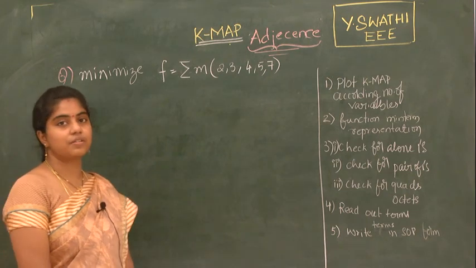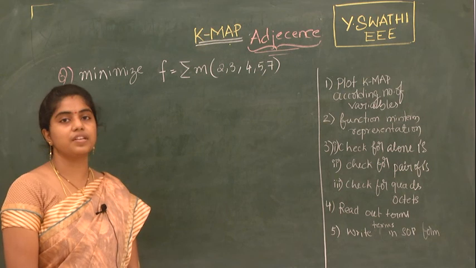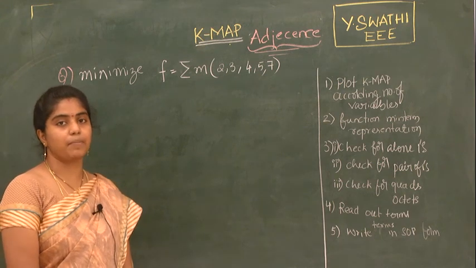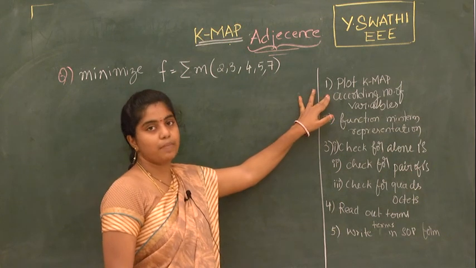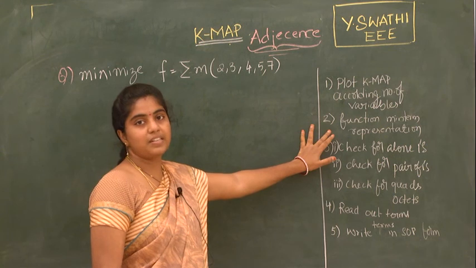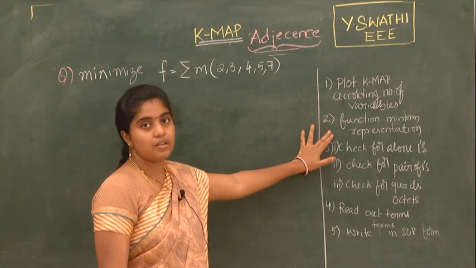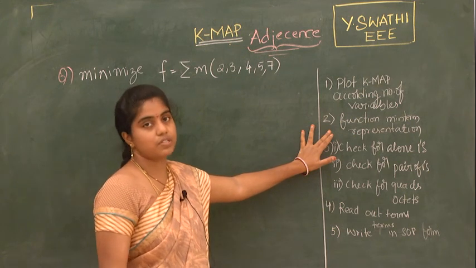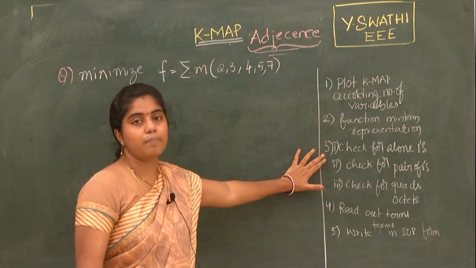In the last session, we have seen the K-map representation and the solution using a three variable K-map. Now, this is the procedure. First, we will plot the K-map according to the number of variables, and then we will represent the minterm cells with ones which are represented in the given function. And in the third step, we will check for the pairing.